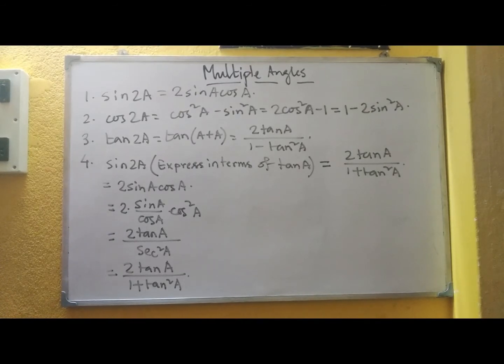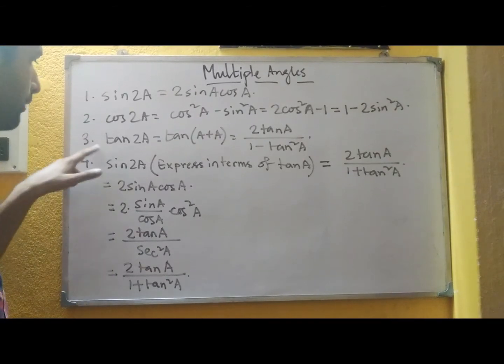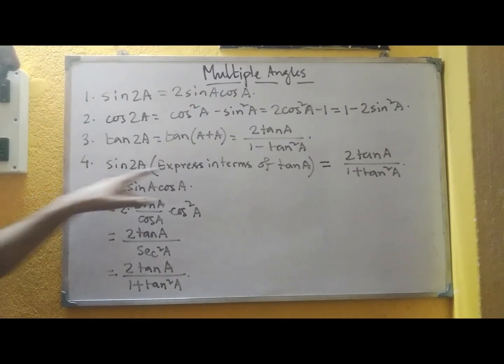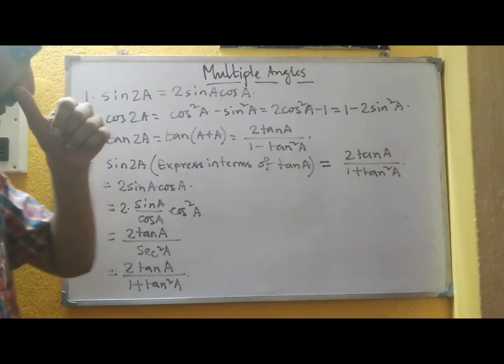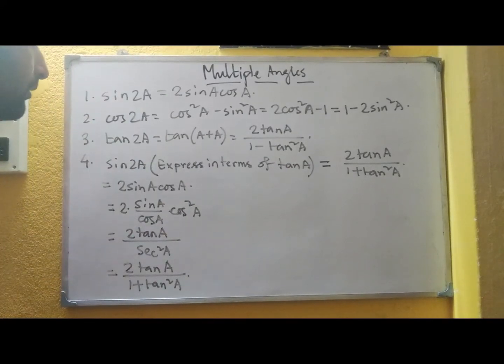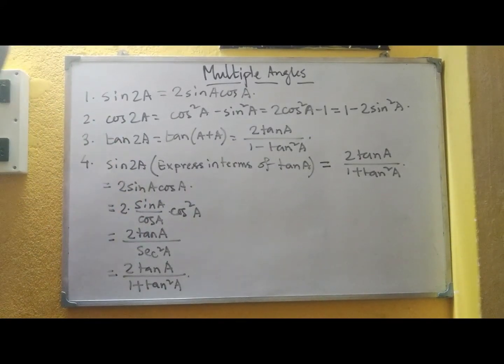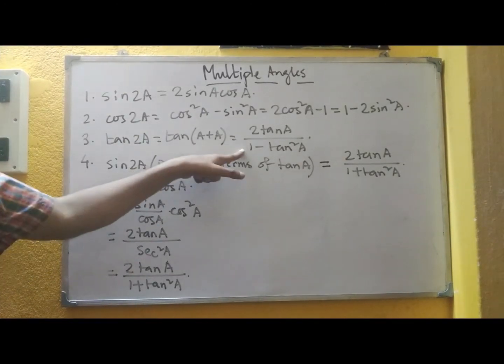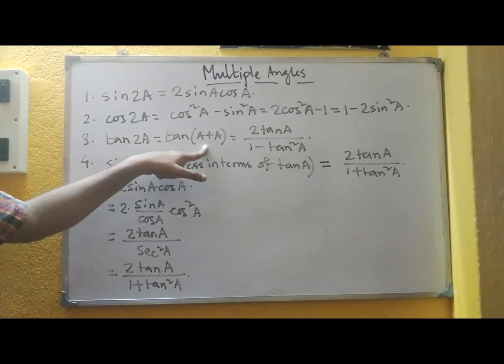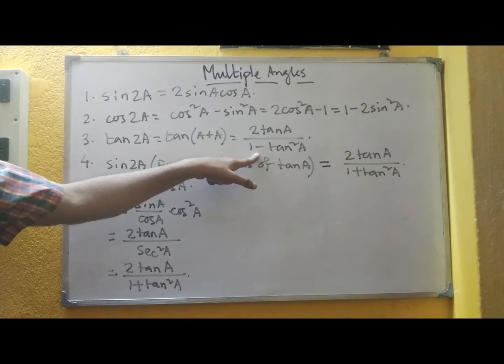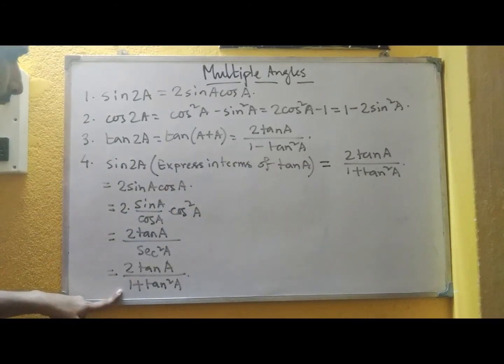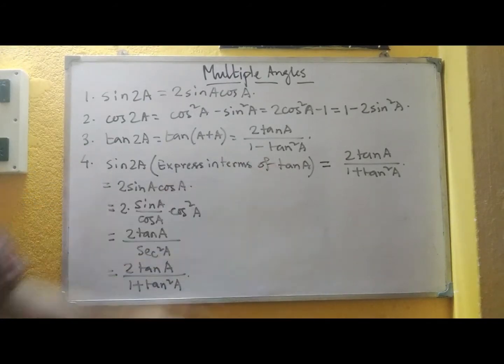Don't be confused about the formula of tan 2A and sin 2A, because this one is minus, this one is plus, so it may be confusing. But remember how the formulas are coming. The formula of tan 2A is coming from the formula of tan A plus B. That's why there is a minus sign in the denominator. And this is coming from sec square A, so it is 1 plus tan square A.